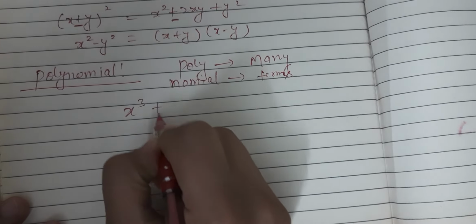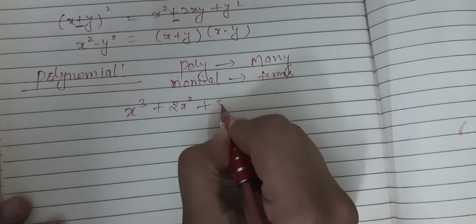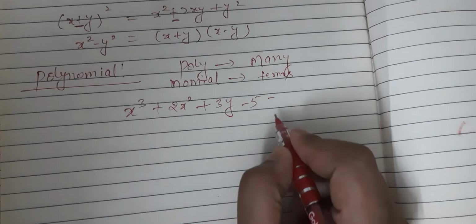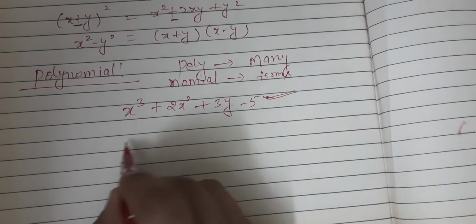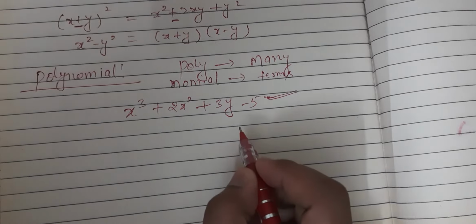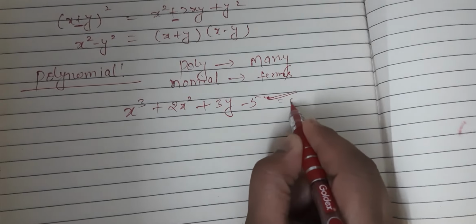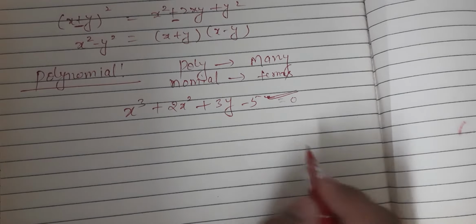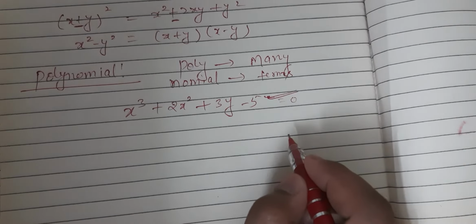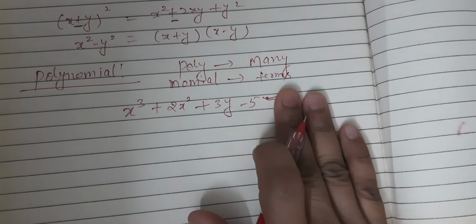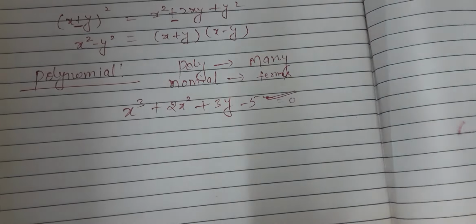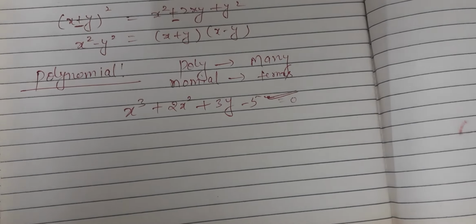x cube plus 2x square plus 3y minus 5. Okay. It's a polynomial because there are so many terms. Right? If you put equals to 0, then it becomes an equation. Okay? If you put an equal sign, then it will become an equation. If you don't put an equal sign, then it is simply a polynomial. Right? So the basic difference between polynomial and equation is this only.